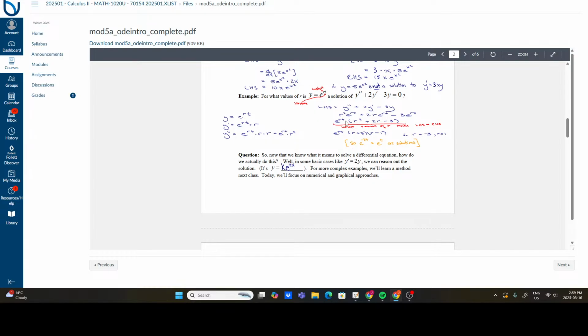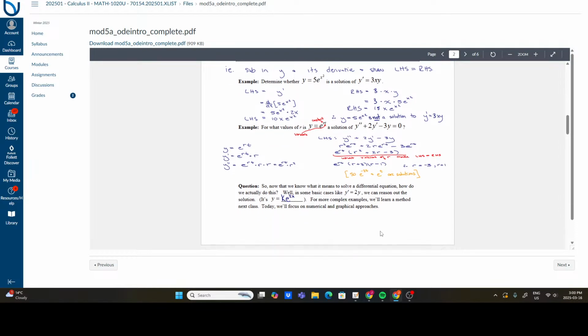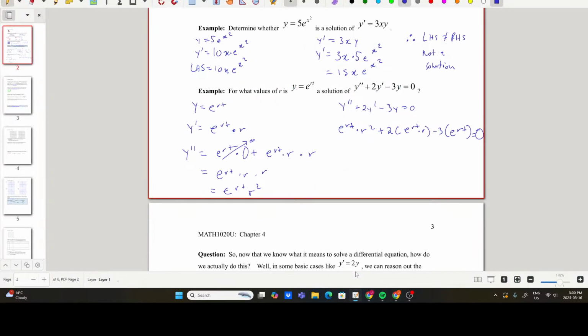And then you have two factors. What values of r make left hand equal right? So they basically simplified it, and then e to the rt solutions. But what values of r? Oh, okay. So now we want to see what values of r. They're asking for what values of r. I didn't even see that. What values of r?